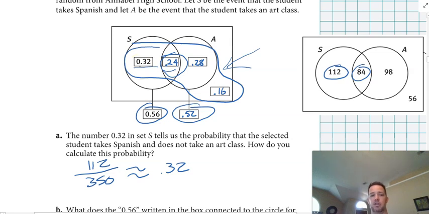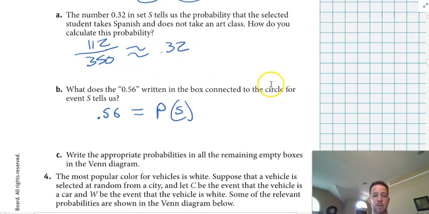So 0.32 is just the students in Spanish not taking art. This count represents the students that are in both classes. This is just art, not Spanish. These are the students that aren't in Spanish or art. This includes multiple regions, so if we added these in there, it would count regions more than once.